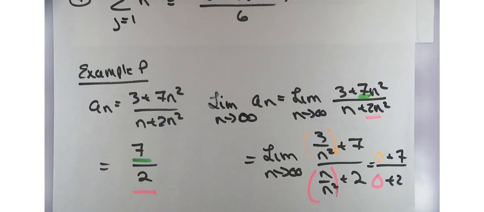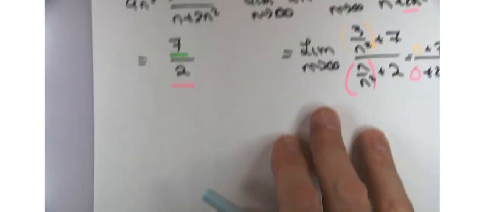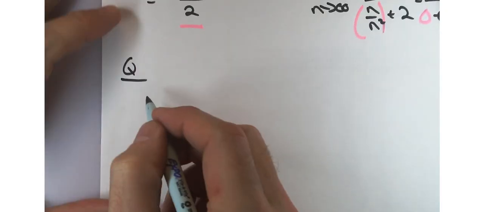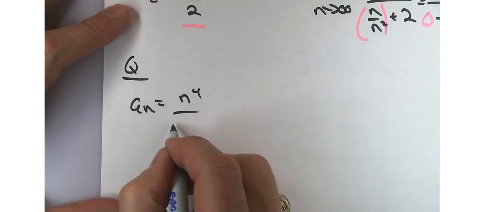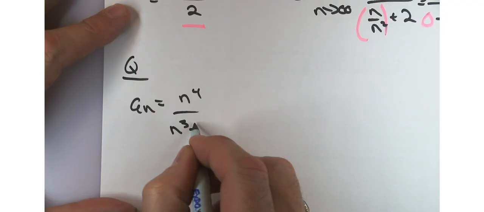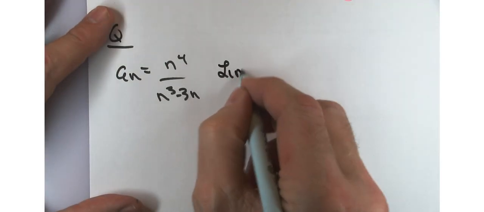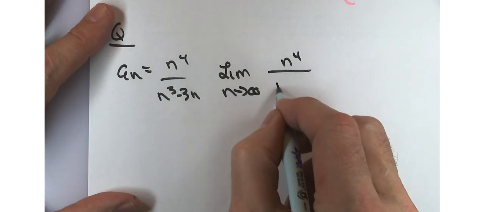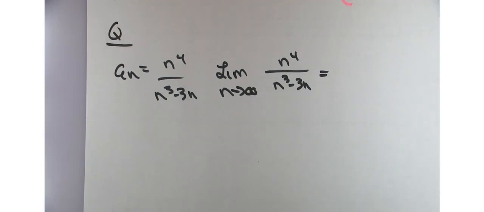All right. Let's move on down to the next one. We'll call this example Q to just kind of keep these distinguished. So this time a sub n is n to the 4th over n cubed minus 3n. We're going to look at the limit as n approaches infinity of n to the 4th over n cubed minus 3n. And you're going to kind of run into a problem with this one. Let's take a look at it on a graph first.